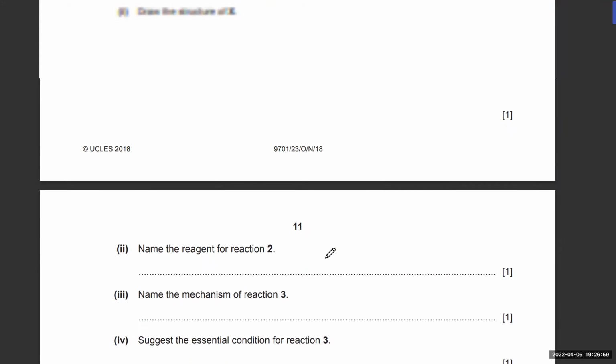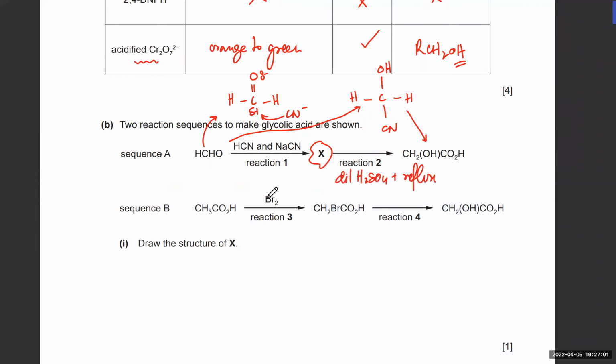Or name the mechanism of reaction number 3. So what is reaction number 3? Nothing happens to the carboxylic acid. Bromine gets added to the carbon chain. What is that?